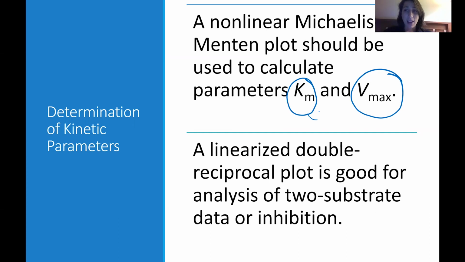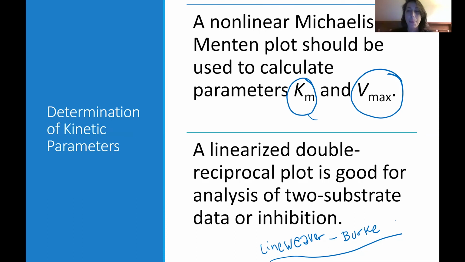There is a different style of plot that takes the same information, but graphs it differently. This is called a linearized double reciprocal plot. It also sometimes is called a Lineweaver-Burk plot, so you'll see it described this way as well. This type of plot, again the same information just graphically visualized differently, is good for variations of a situation where you have maybe two substrates instead of one substrate, or you have an inhibitor.